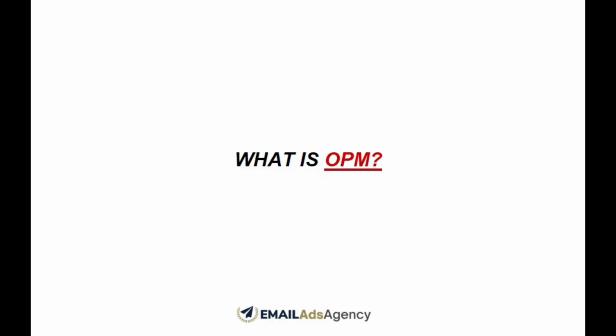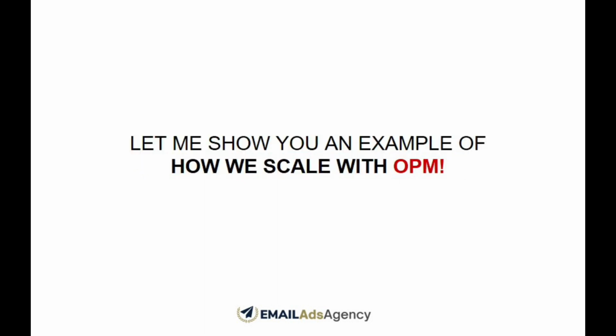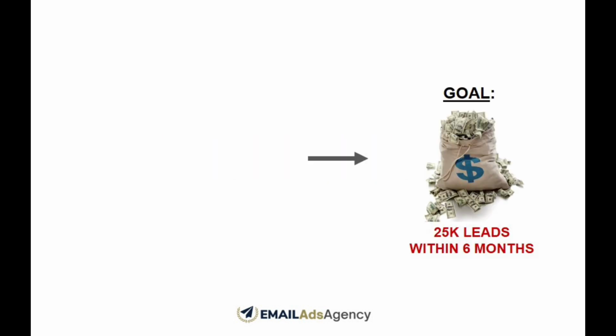So, what is OPM? OPM stands for other people's money, and the way we scale our business to get as many leads as we want is just by reinvesting what we initially earned. Let me show you an example of how we scale with OPM. So let's say our goal is to get 25,000 leads within 6 months. This is our goal. And to achieve this goal, we are going to make a few assumptions.